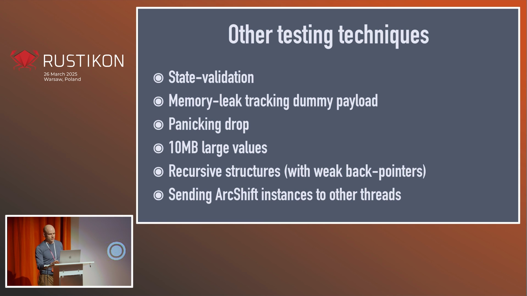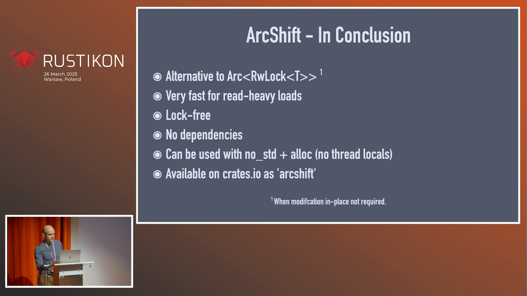So, in conclusion, you can use ArcShift instead of RwLock, and depending on your workload, it might be faster. It's fast for read-heavy loads. It's not going to perform well if you have write-heavy loads, or if you rely on being able to modify the inner value in place, because you can't do that with ArcShift. You have to supply a new value.